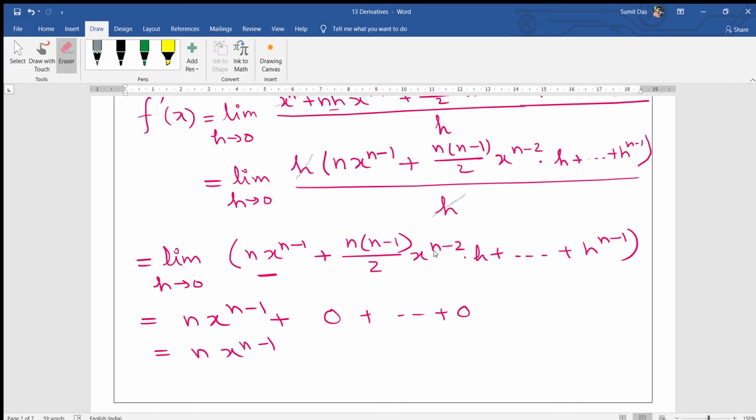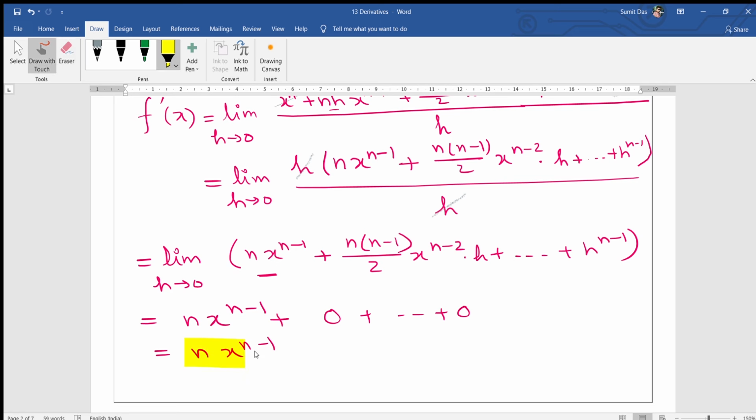If you want, I can write again. Instead of this h, I'm putting 0. So 0 into this thing will be 0. Similarly here also, in this continuation, many zeros are there. And here also 0 to the power n minus 0. So all values will be 0 except the first term.